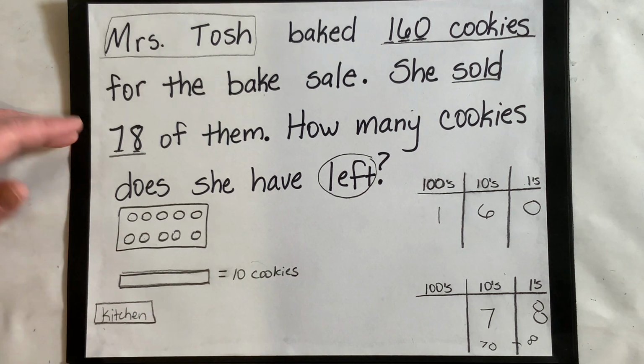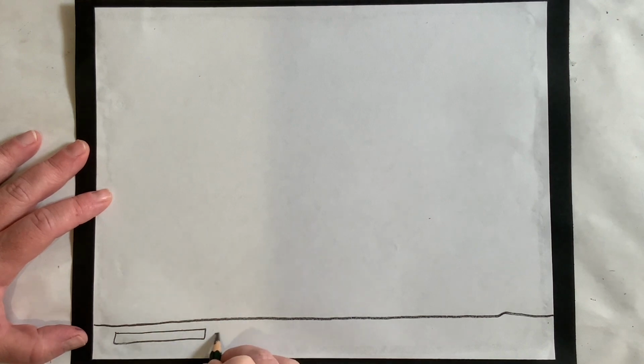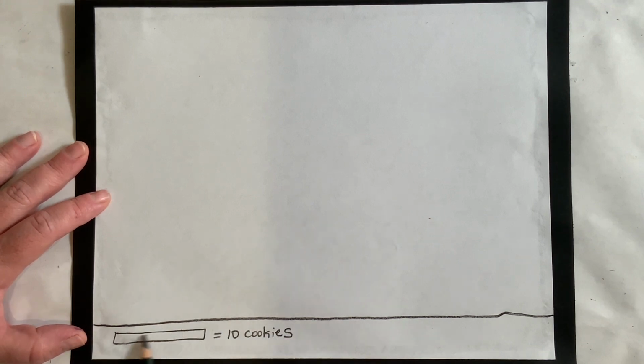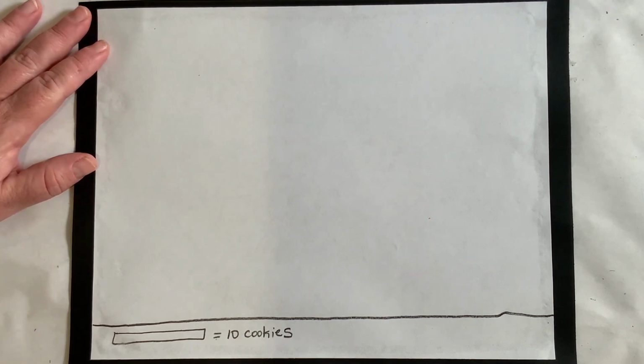So let's start drawing. First thing I want you to do is draw a straight line on the bottom of your paper. This is going to be our key. We already said 1 tray equals how many cookies? 10 cookies. This way we can count by tens. So go ahead and draw a rectangle and put equals 10 cookies. Now we're going to use circles and ovals to draw Mrs. Tosh.